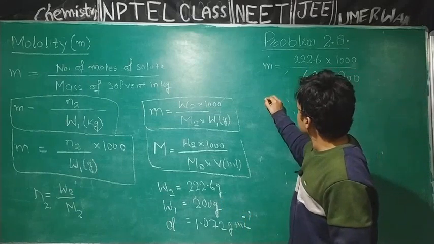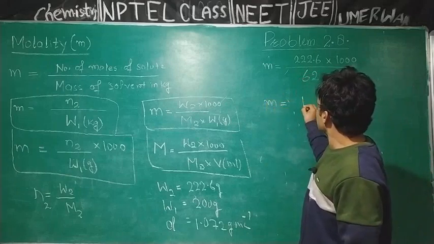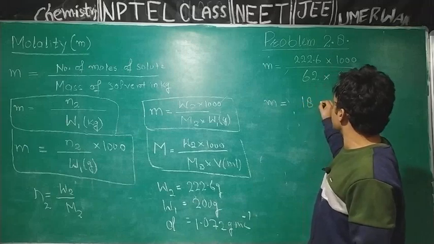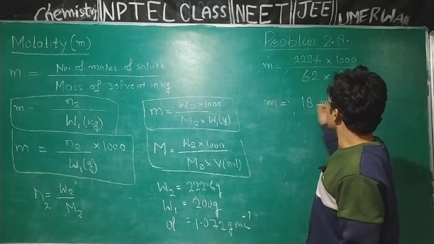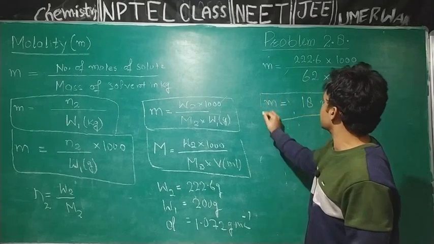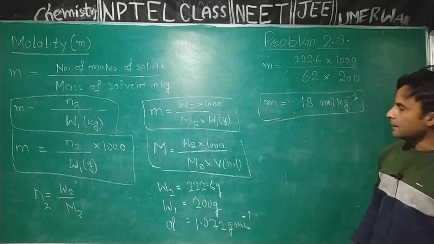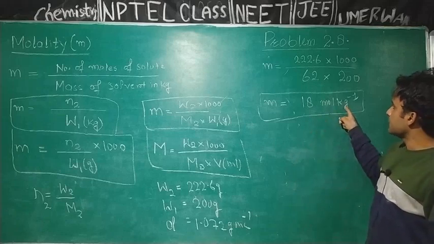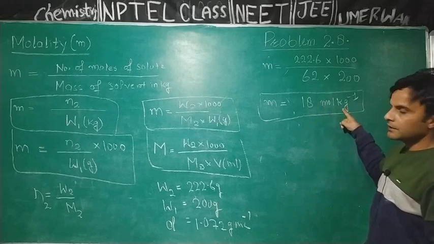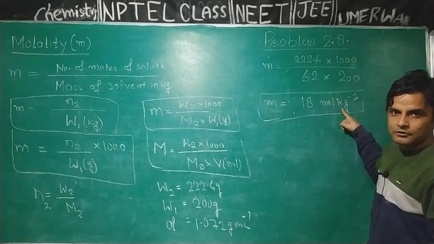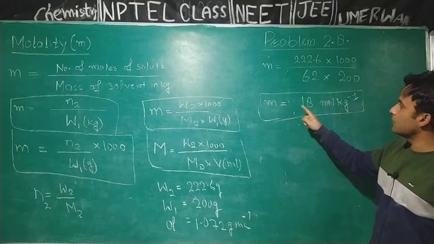After evaluating the RHS of this equation, I get the molality of this solution as 18 moles per kg. This is the molality, and the information it conveys is that 18 moles of ethylene glycol are dissolved in 1 kg of solvent water in order to prepare its antifreeze solution of molality 18.